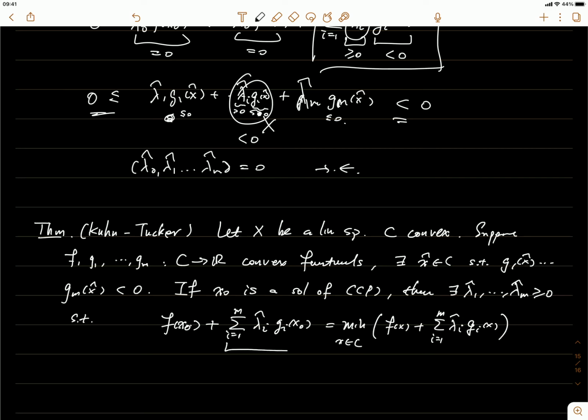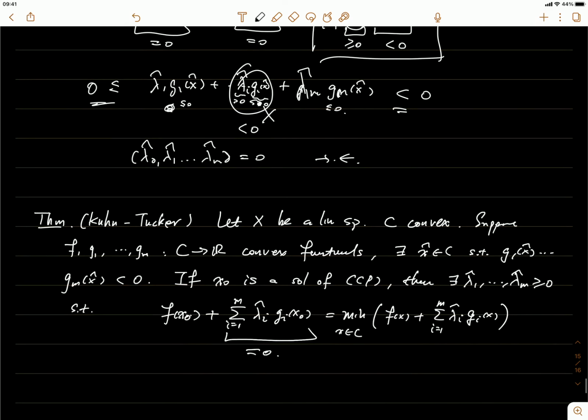Okay, and actually we know that this part is just 0, since as we showed before, for any feasible point, this should be 0. Oh, sorry, for any x naught, this should be 0, right? This is what we showed. Okay, so that's the proof of the Kuhn-Tucker.